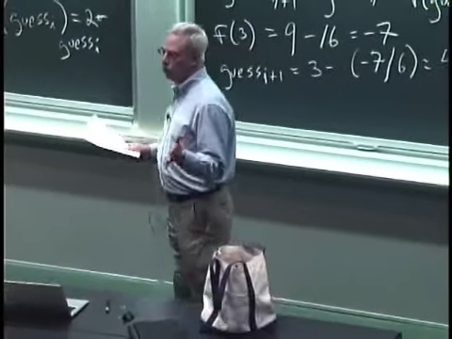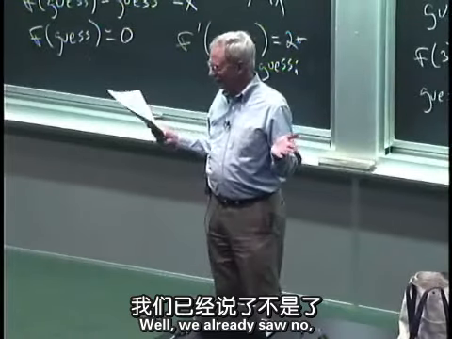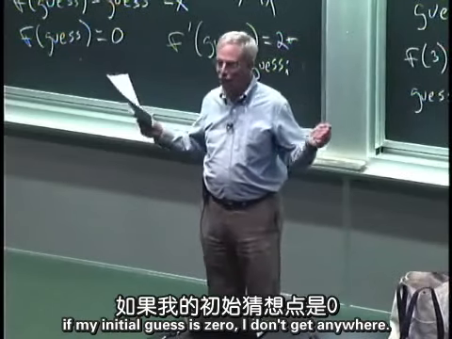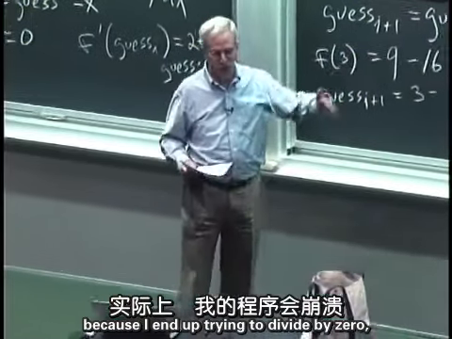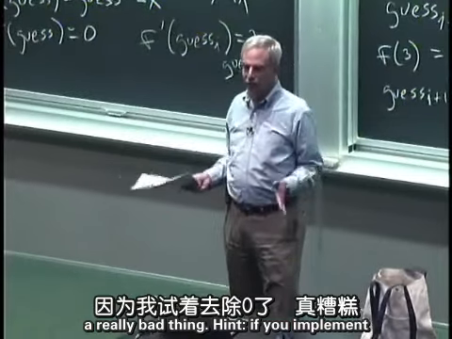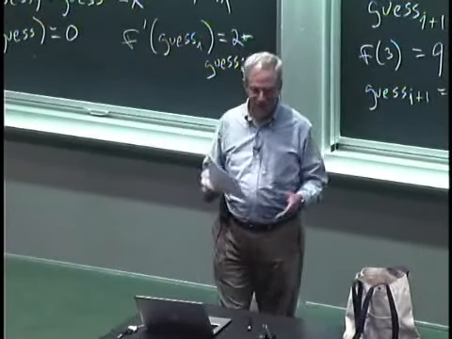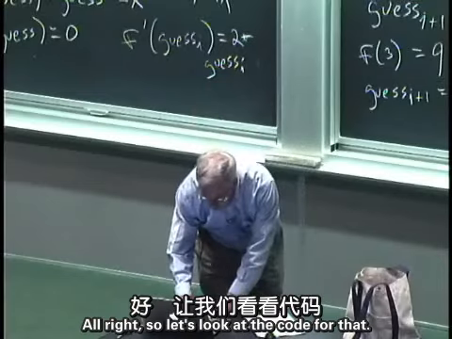Does this method work all the time? Well, we already saw no. If my initial guess is 0, I don't get anywhere. In fact, my program crashes because I end up trying to divide by 0, a really bad thing. Hint, if you implement Newton's method, do not make your first guess 0. All right, so let's look at the code for that.